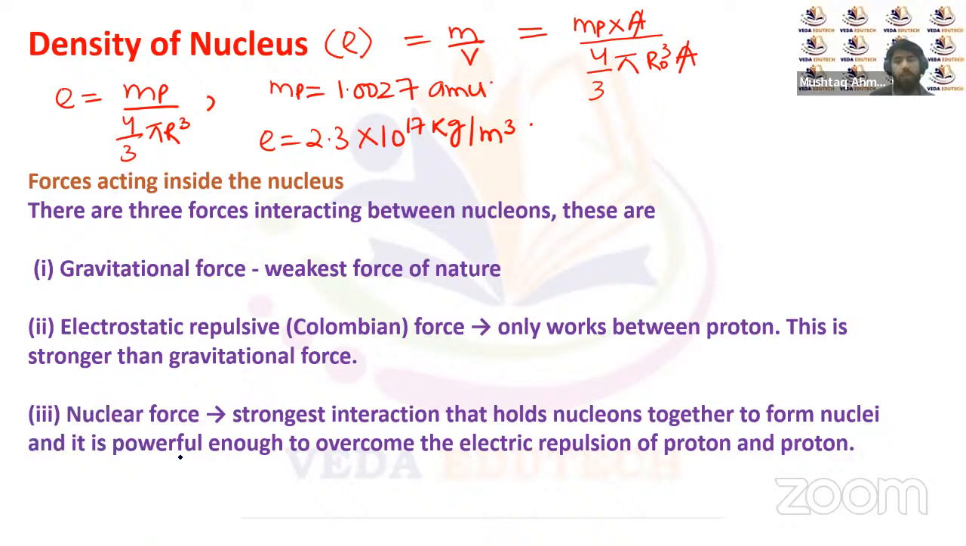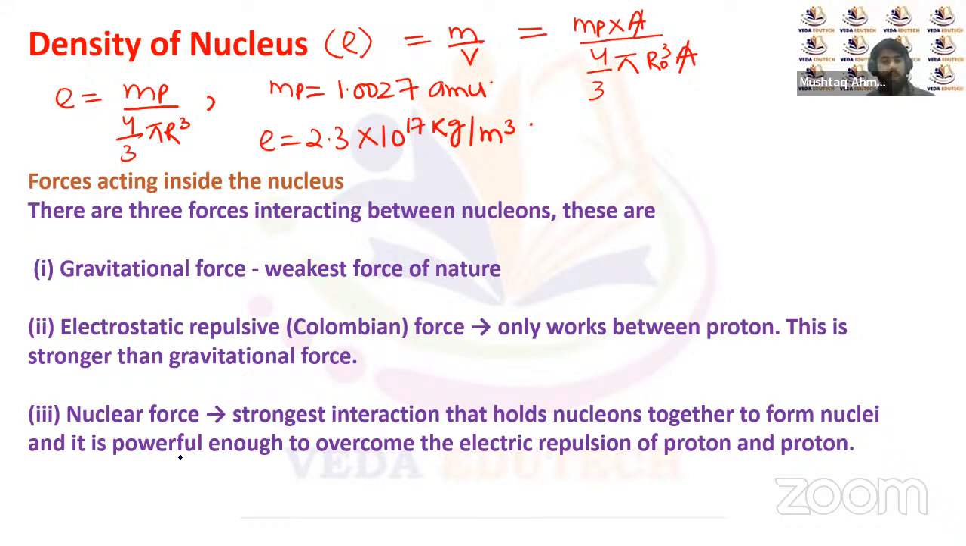Now let's see what are the different types of forces inside the nucleus, right? There are three types of interactions or forces between nucleons. One is the gravitational force, and we know that the gravitational force is the weakest force in nature, right? So in case of nucleons, the gravitational force will not have any impact at all because of its weak nature. It is the weakest force of all.